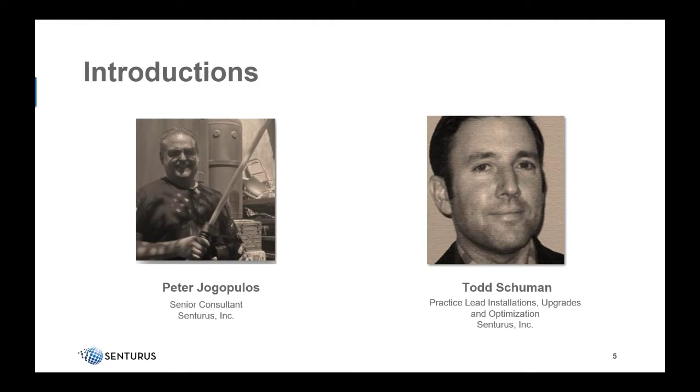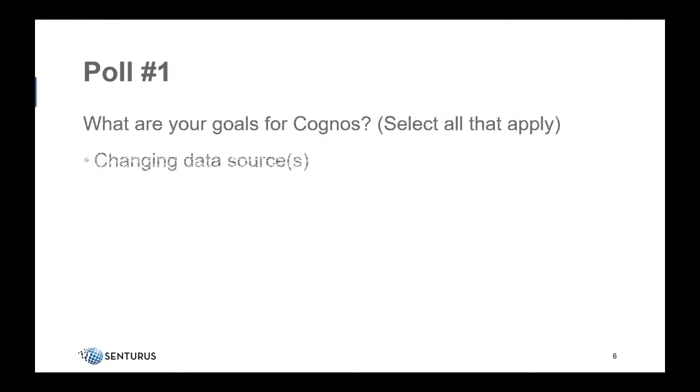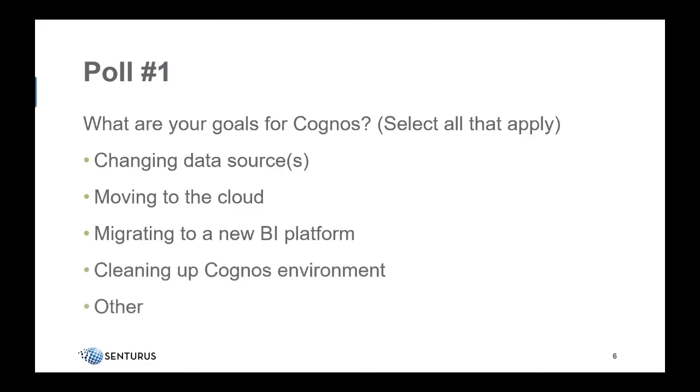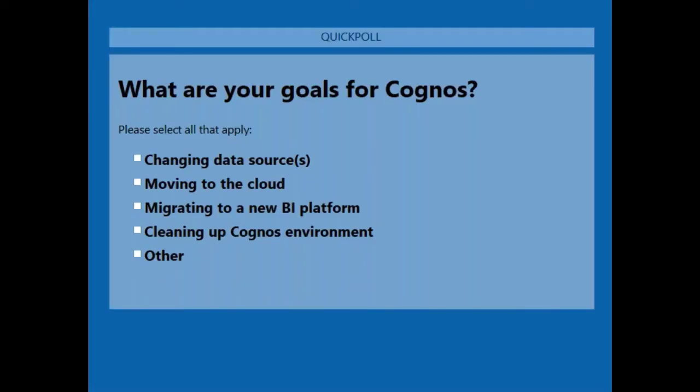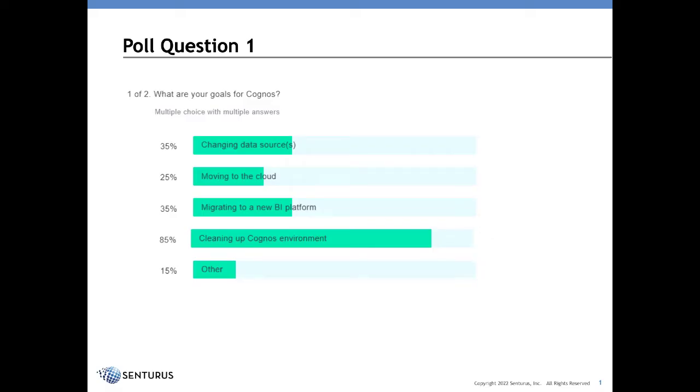We have a few polls to get a pulse on the audience today. Poll number one, what are your goals for Cognos? You need to change data sources, move to the cloud, migrate to a new platform, you're trying to clean up your Cognos environment, or something else not listed here. Okay, you have got about 85% wanting to clean up the Cognos environment, followed by a tie between changing data sources and migrating to a new BI platform with 35%, moving to the cloud 25%, and other, which would be interesting if you want to put that in the chat, on what other is. Great, thank you.